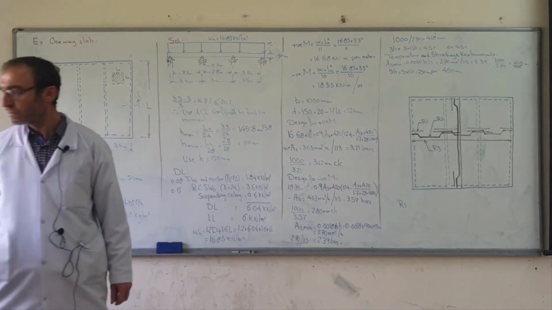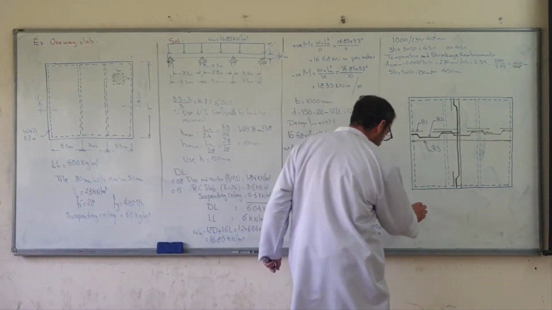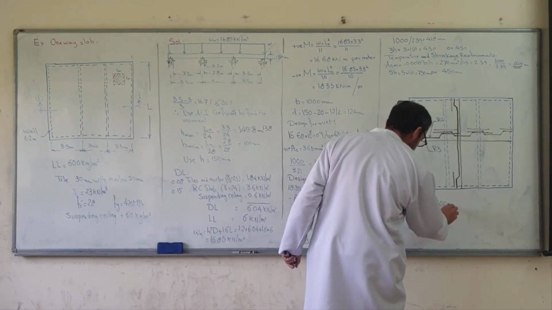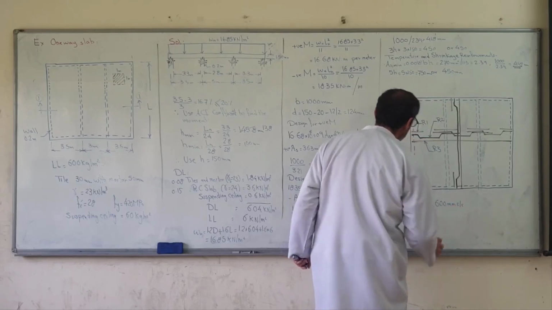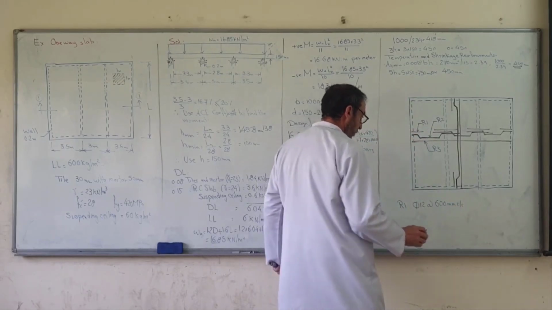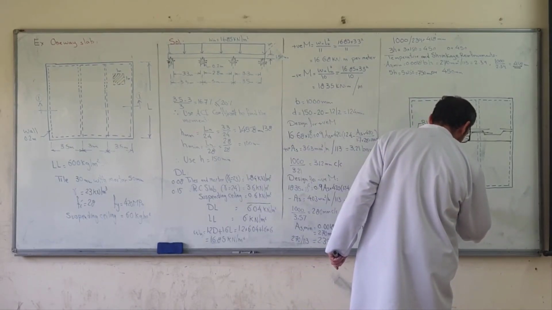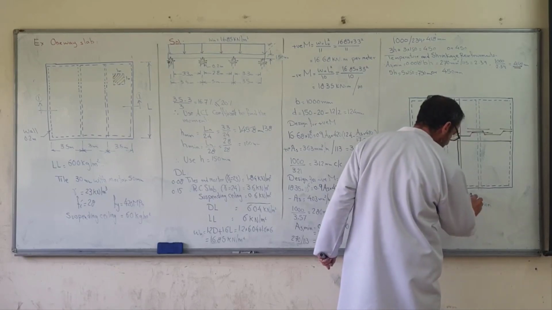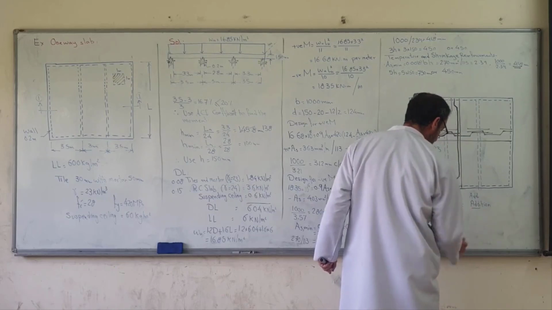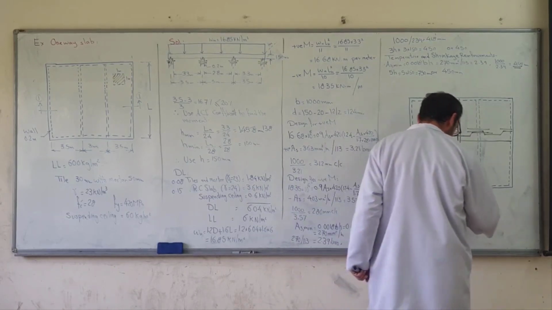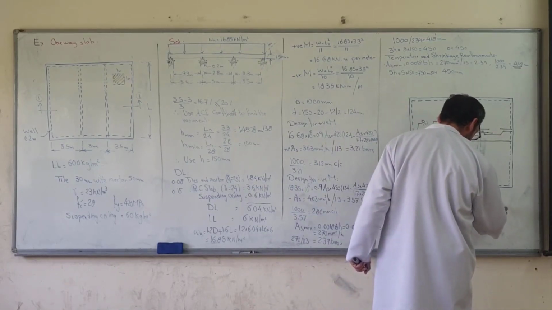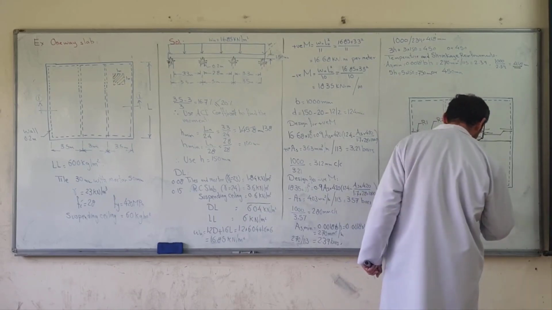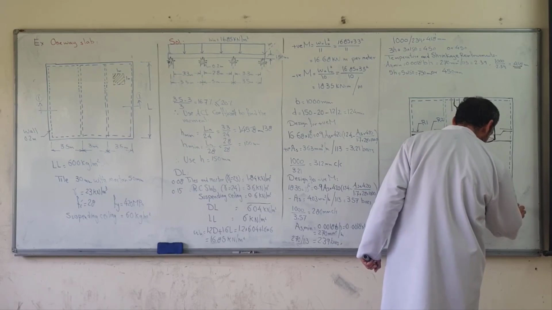At 600 millimeter center to center. Additional bar. Sometimes we write add, just ADD, as an abbreviation for the word additional. Additional bars at top.